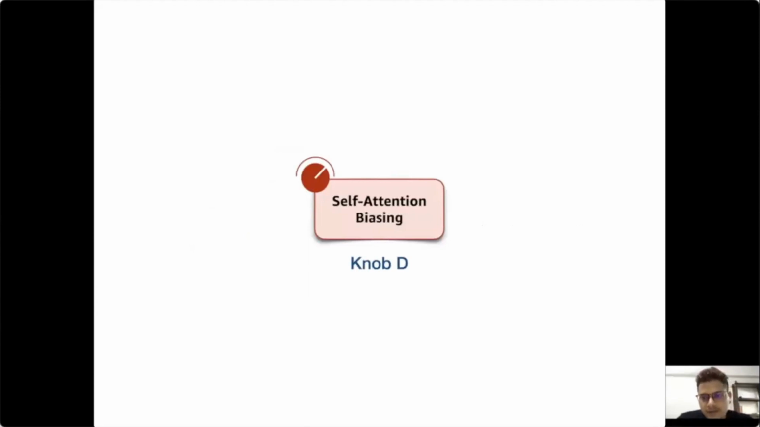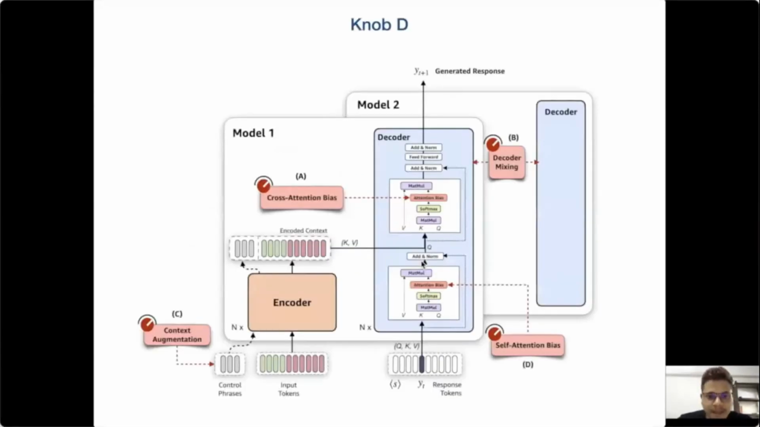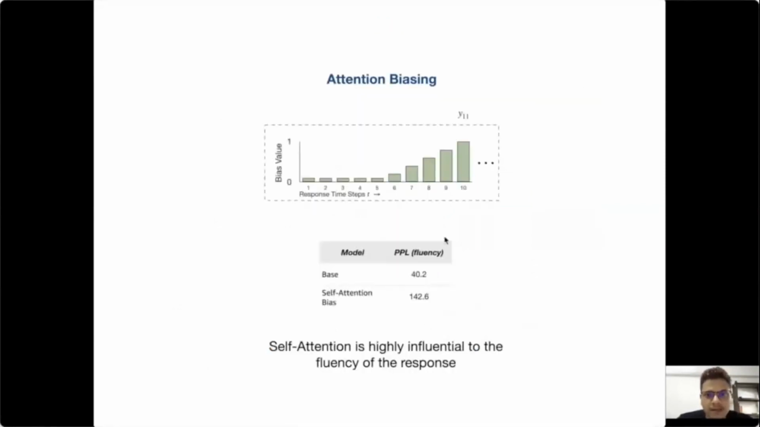We now come to the last part of the presentation, where we discuss the attention biasing knob again, but this time in the context of self-attention. This is knob D. So it's applied somewhere here, which is the self-attention layer of the decoder. And similar to cross-attention, which was knob A, we also define a bias profile for this attention biasing. This bias profile is motivated from an n-gram language model where the weight is predominantly on the preceding n tokens, and further tokens are less prioritized or given much lesser weight when computing the next token.